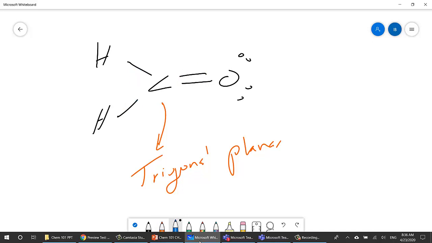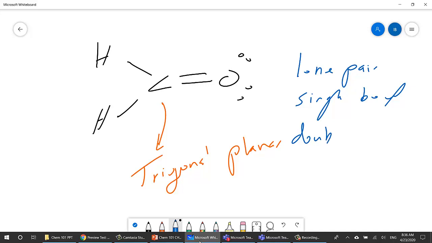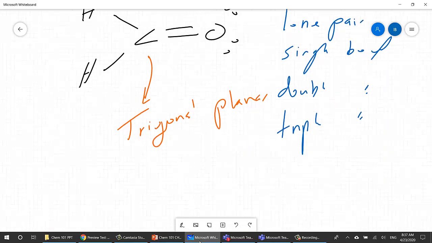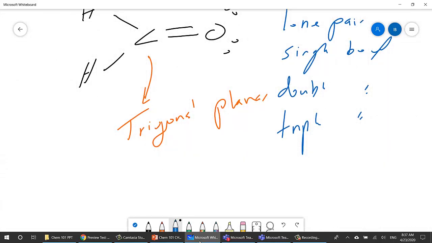A double bond, a lone pair, counts as 1. That's what VSEPR says. In VSEPR structure, lone pair, single bond, double bond, triple bond, they all count as 1, okay? So this is trigonal planar because there are 3 here, and therefore the angle here is 120 degrees.